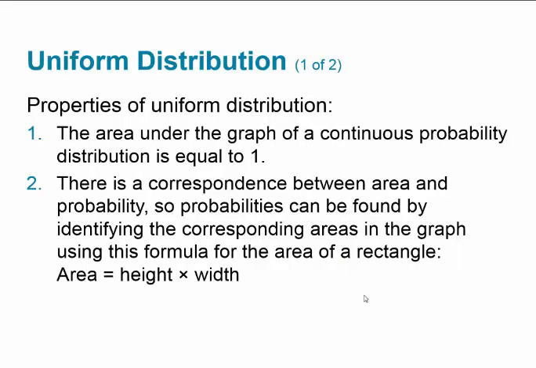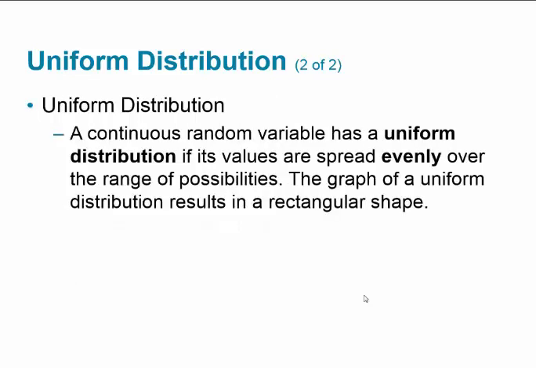So some properties. The next thing we're going to talk about before we get into the standard normal distribution is the uniform distribution. And a uniform distribution has the following properties. The area under the graph of a continuous probability distribution is equal to 1. There is a correspondence between area and probability, so the probabilities can be found by identifying the corresponding areas in the graph using the formula that the area is equal to height times width.